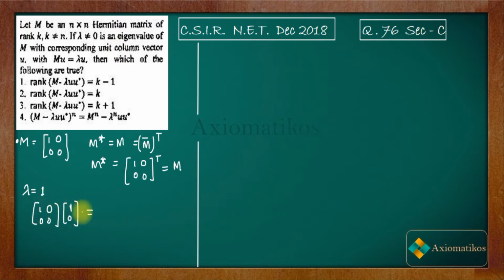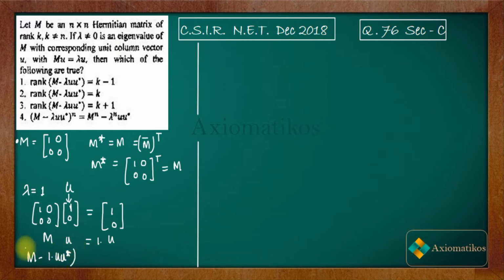Now let us try to multiply. If you multiply, what you will get? You will get 1 times 1, 1; 0 times 0, 0; 0 into 1, 0; 0 into 0, 0. So you are getting this. So M u is equal to 1 times u. So it satisfies this property. That means this will be your u. Are you getting my point? Now let us find out M minus 1 times u star.